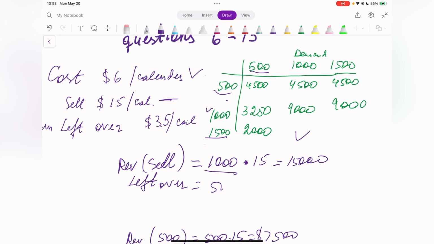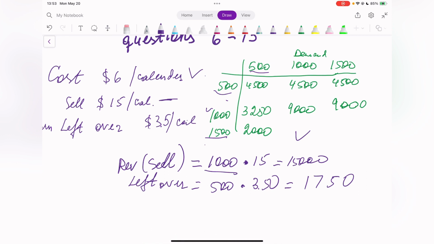500 times 350. So 35 times 5, 25, 15, 17. Yes, let me double check. Yes. 2 zeros, so 1,750. Okay. And accordingly, cost is gonna be 1,500 times 6. 30. So 15 times 9,000.